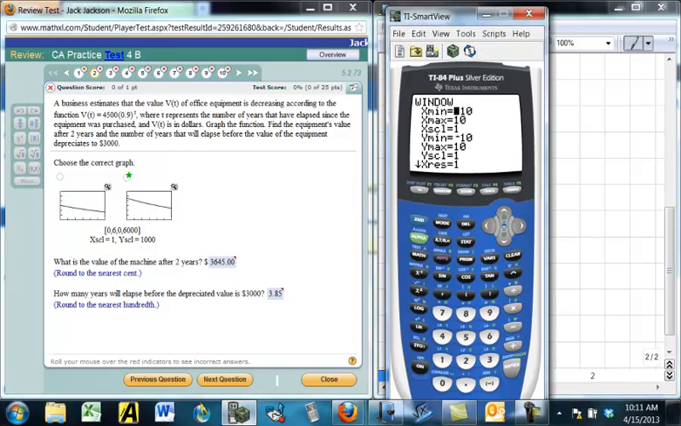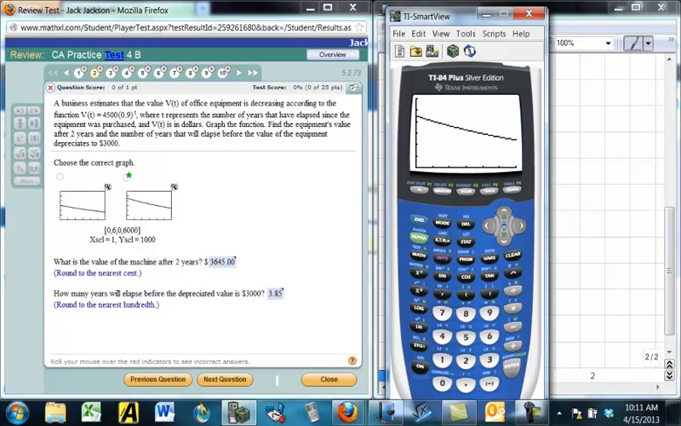So their window says start x at 0 and go up to 6 with a scale of 1, and y start at 0 and go to 6,000 with the scale of going up by thousands. And let's graph that. And now just looking at that picture, which one of these matches? Well, you can see the second picture there matches better than the first one.